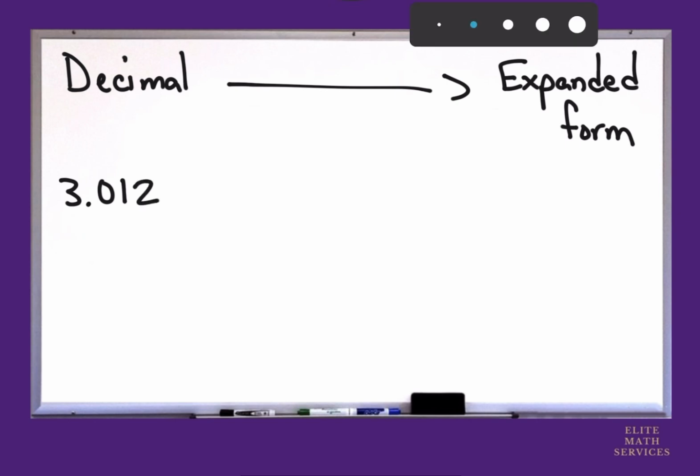Now, the first thing we do is we start to our far left where our 3, our whole number, is, and that in expanded form is just going to be 3. And we add our plus sign, and we go to the next place value, which is our tens place. There's a 0 there, so there's nothing to add. We move on to the hundredths place.